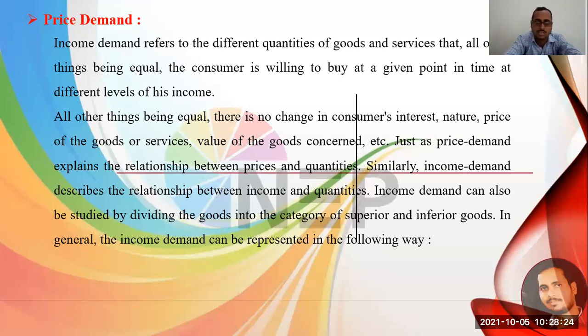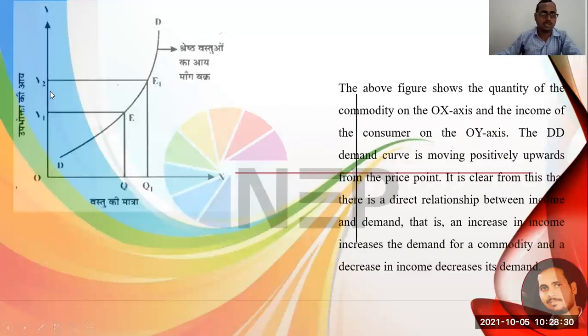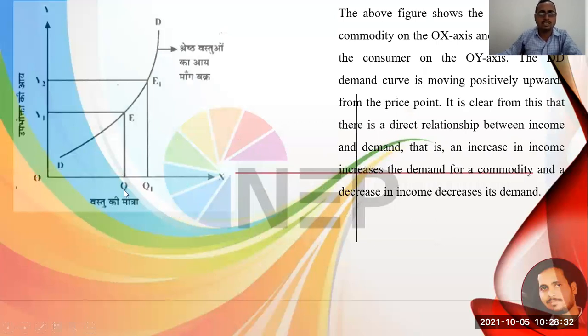In general, the income demand can be represented in the following way. Some examples are here. As you see on the OX axis, the quantity of the commodities is seen. On the OY axis, the income of the consumers is seen. Students, in this diagram, if the income of the consumer is OY1, then the demand is OQ.